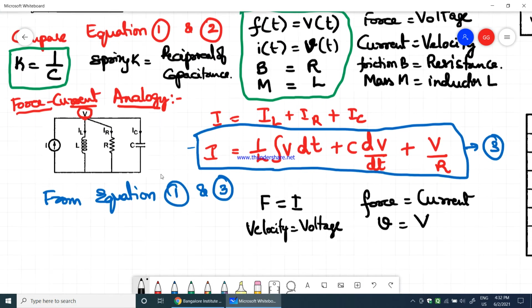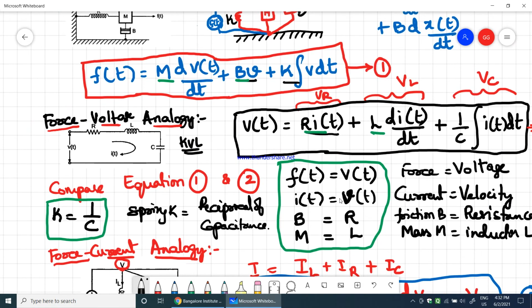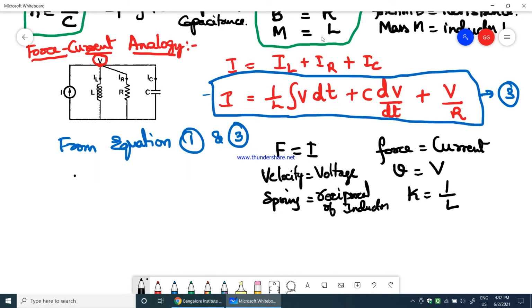Okay. Then the spring coefficient is equal to the reciprocal of inductor. Therefore K equals 1 over L, because that is what we have in the integration part. Then similarly, what is C into dV by dt, where in the mechanical it is M into dV of t by dt. Therefore here in force current analogous, mass will be equal to capacitor.